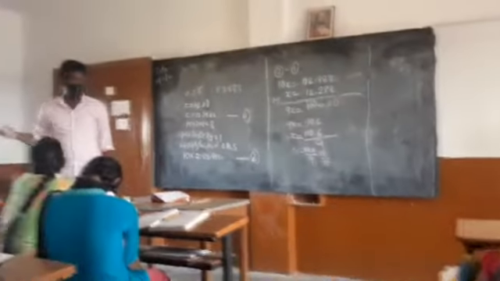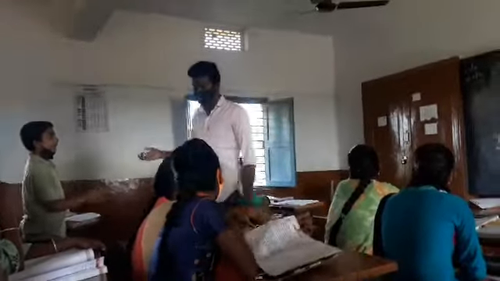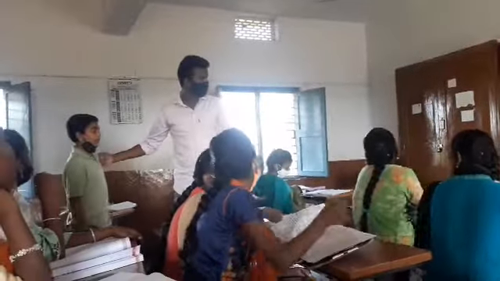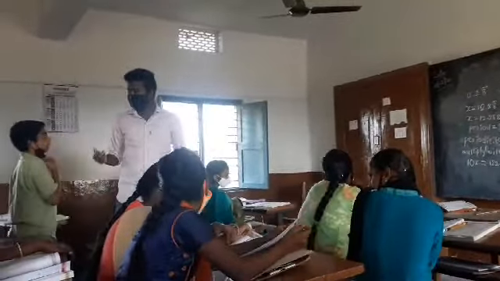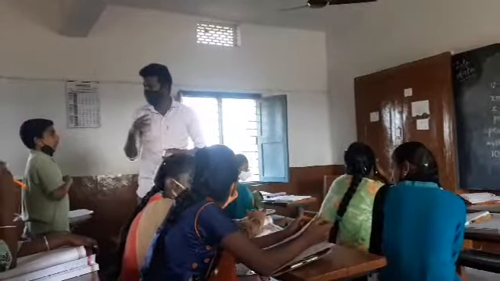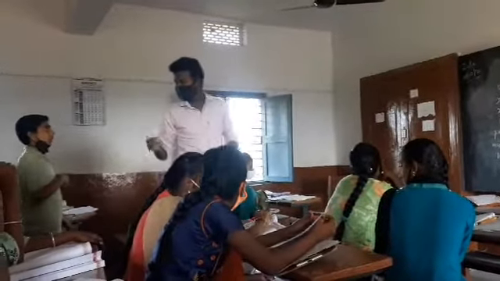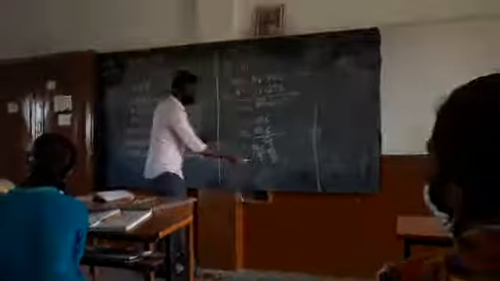Periodicity is 1, so we take 10? No. According to periodicity you need to take 10. If the periodicity is 2, you need to take 100. If the periodicity is 3, 1000. 3 zeros you need to involve. Very good.